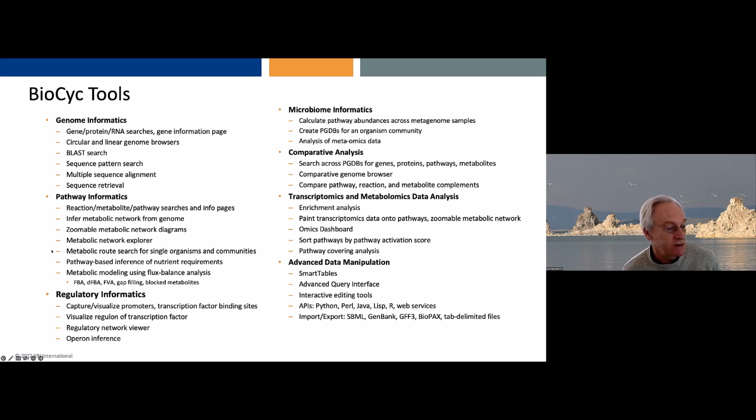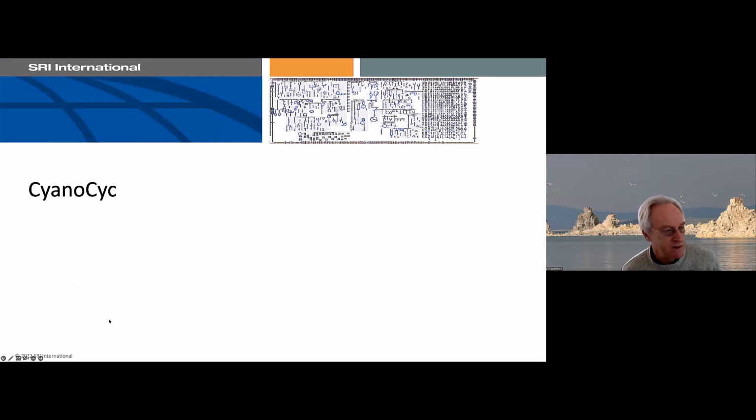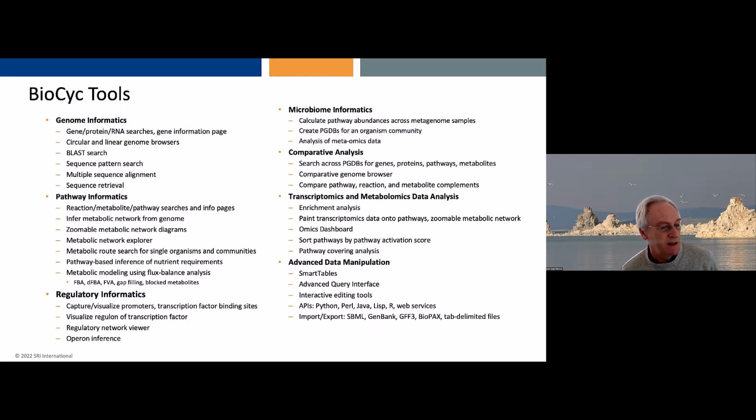There's a metabolic route search tool that should be particularly of interest to those of you doing metabolic engineering. It will compute an optimal route from a starting metabolite to an ending metabolite, either using only the reactions within one organism or adding select reactions from MetaCyc. We also have a tool for pathway-based inference of the nutrient requirements of an organism. And we have a set of metabolic modeling tools using flux balance analysis where you can convert a pathway genome database to a metabolic model.